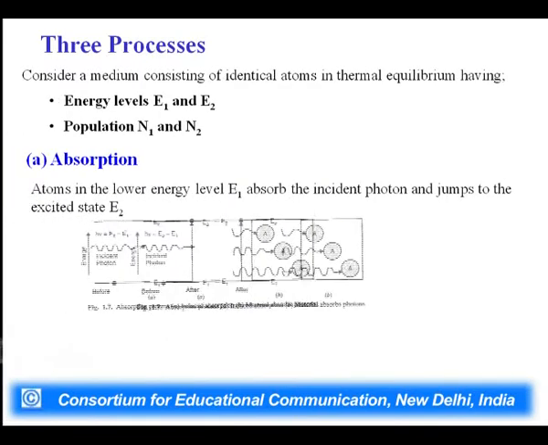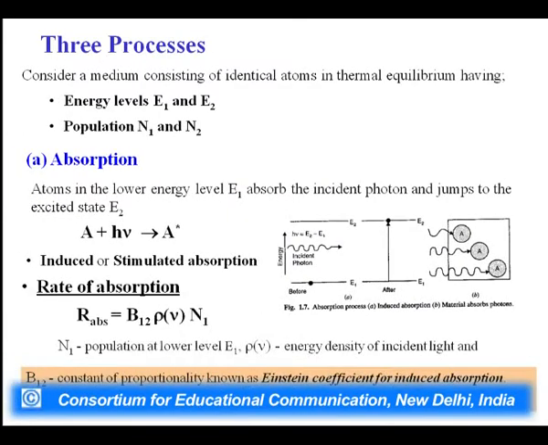There are three processes according to Einstein. Let us define the three processes now. First, consider a medium consisting of identical atoms in thermal equilibrium having energy levels E1 and E2. Here this is the energy level E1, this is the energy level E2, and the population of energy level E1 is N1 and the population of energy level E2 is N2. The first process is absorption, where the atoms in the lower energy level E1 absorb the incident photon and jump to the excited state E2.